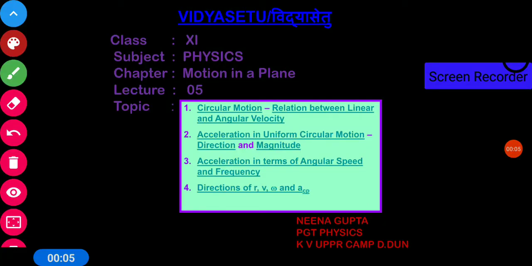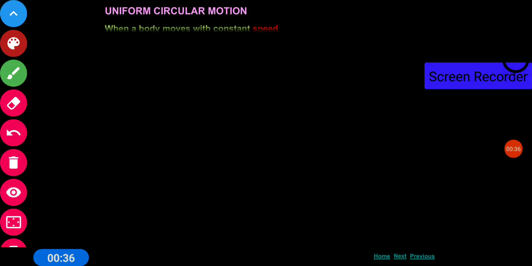Now, today, let us start the next topic from the chapter Motion in a Plane. Today, I am going to cover circular motion and the relation between the acceleration in uniform circular motion, its direction and magnitude, acceleration in terms of angular speed and frequency, direction of r, v, omega, and acceleration. So, let us start. Now, uniform circular motion.